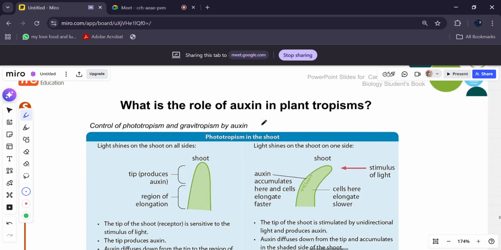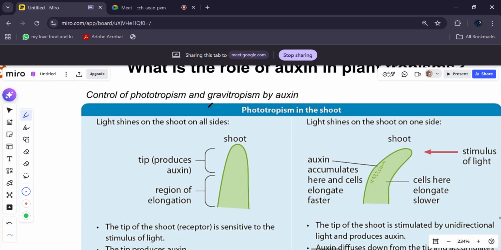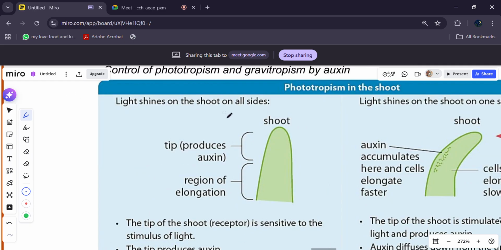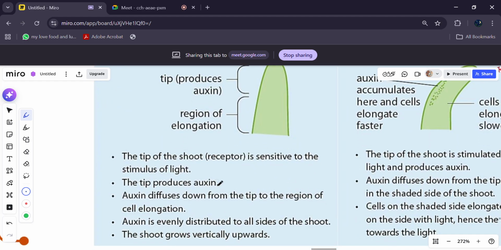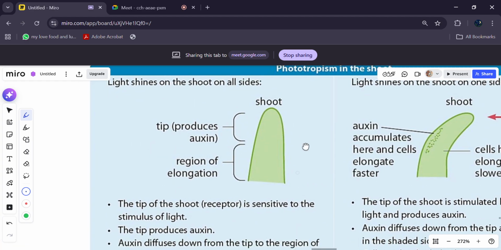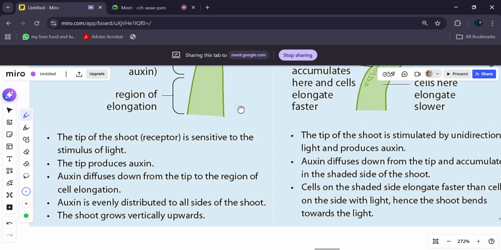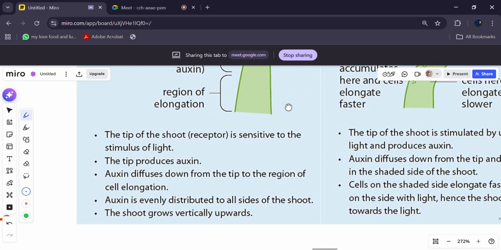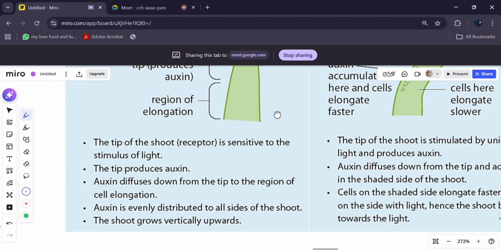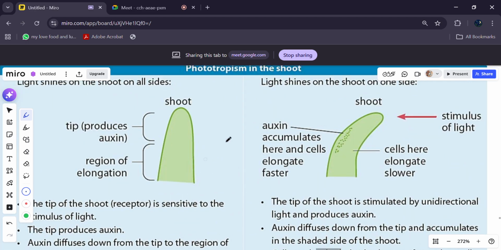What is the role of auxin in plant tropism? Well, control of plant tropism and phototropism by auxin depends on light. When light shines on the shoot from all sides, the tip of the shoot receptor is sensitive to the stimulus of the light, and this tip produces auxin. The auxin diffuses from the tip to the region of cell elongation, and auxin is evenly distributed to all sides of the shoot. The shoot is then grown vertically upwards.